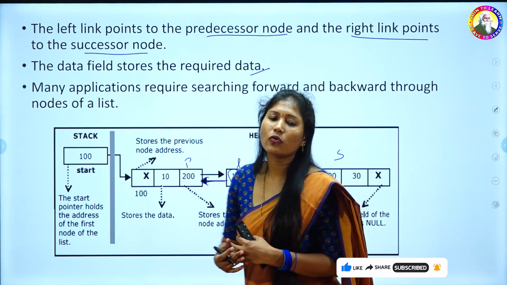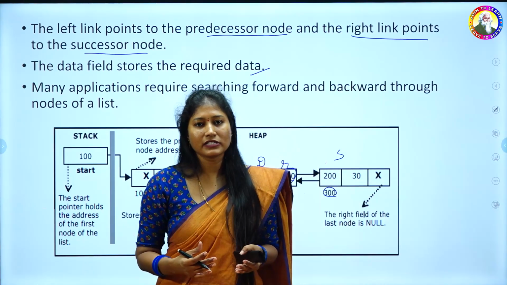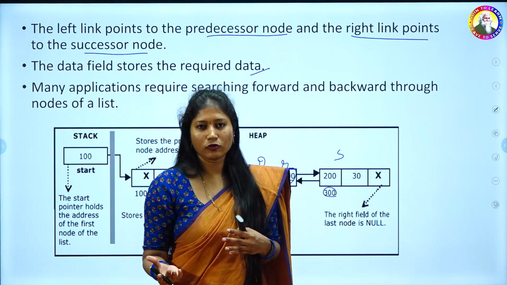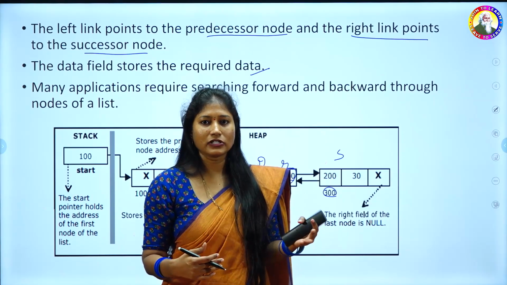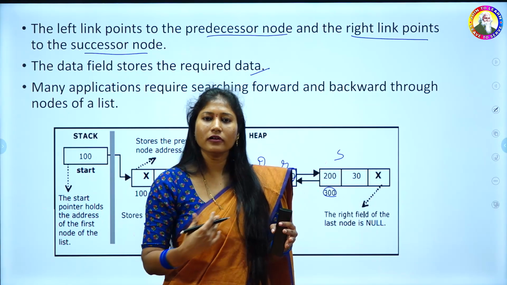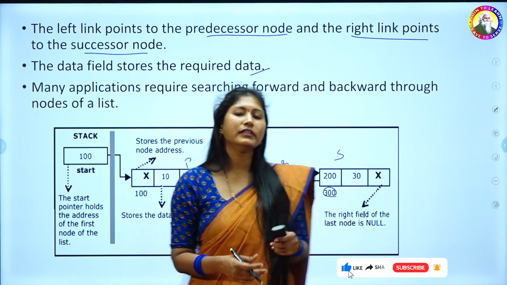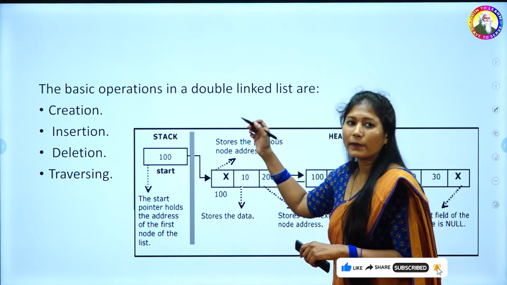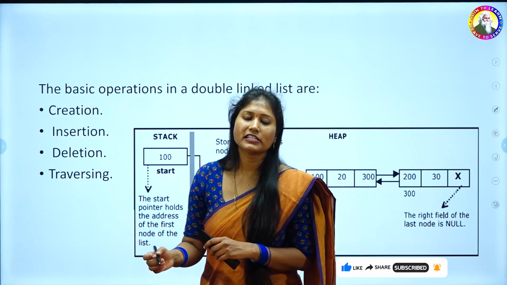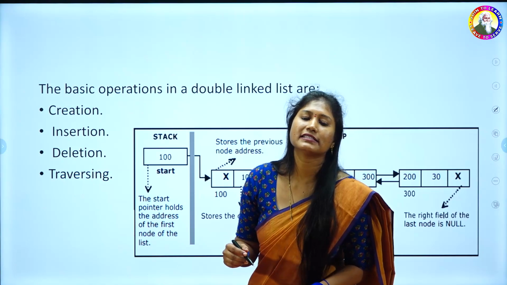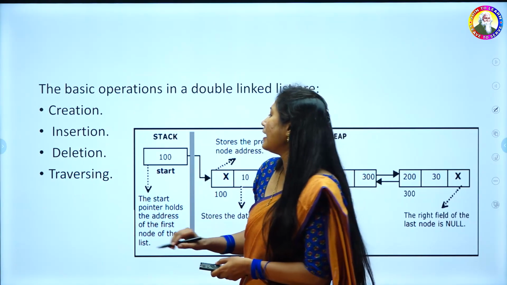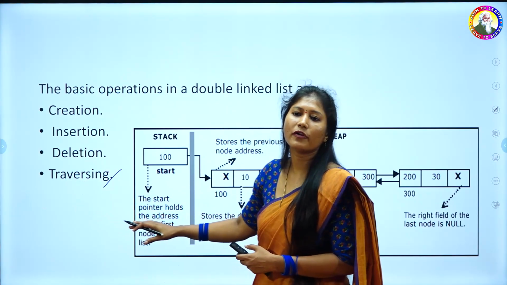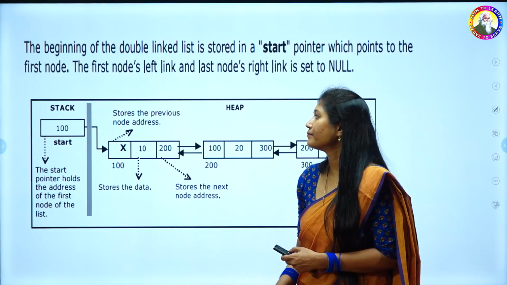And where are we going to use it? In many applications, we require both the forward and the backward nature, like the telephone dictionary. There are many applications where we need to go both backward and forward. At that time, we are going to go with the double linked list. And what operations can we perform on this double linked list? Similar to the single linked list, that is insertion, deletion and traversing. These are the basic operations we are going to perform on a double linked list.